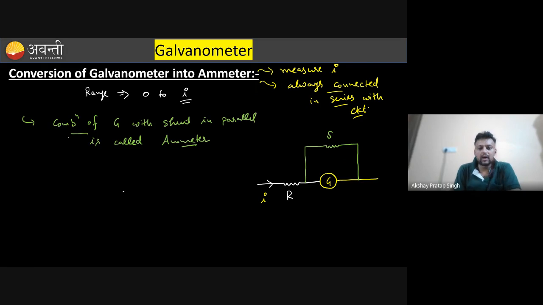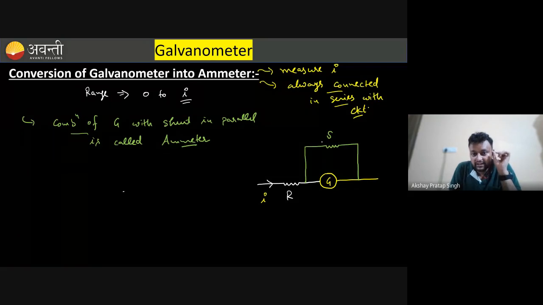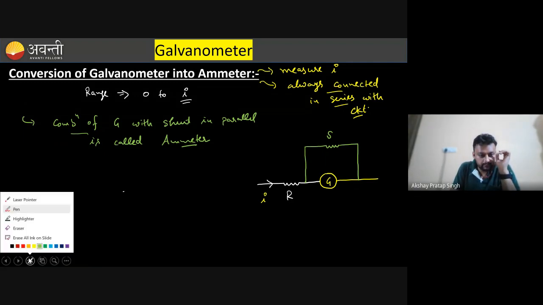So if someone asks you how will you convert galvanometer into ammeter, your answer should be very clear: we will connect a shunt in parallel to the galvanometer. Now, shunt is what? A resistance which has very small magnitude. Clear? Now listen to one more thing here.